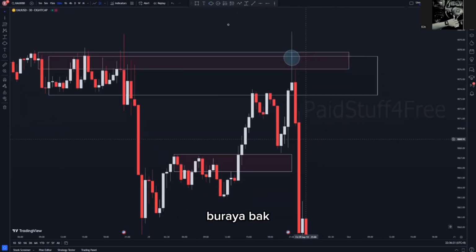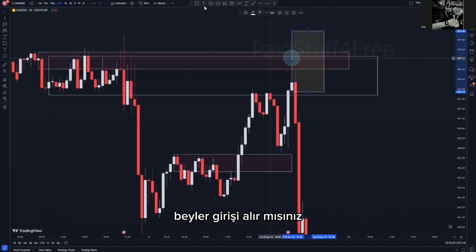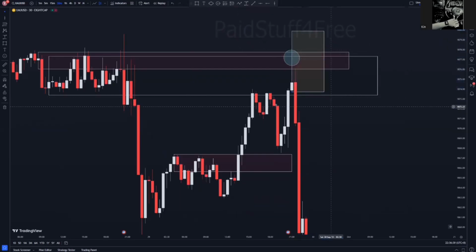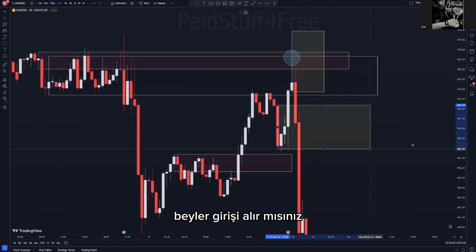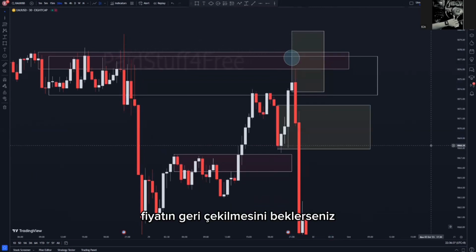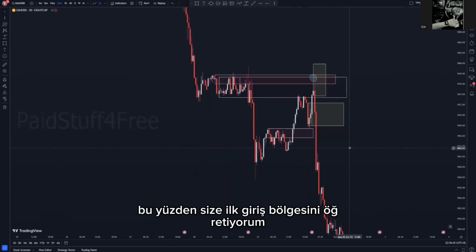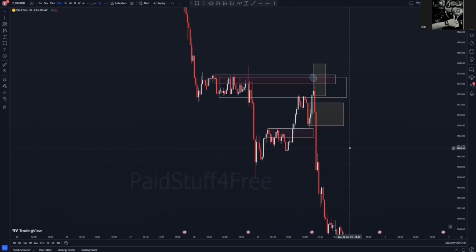So look over here. If you keep on waiting for the trade control, will you get the entry? If you wait for the price to make a pullback? No, right? Exactly. So that is why I teach you guys about the first entry zone. And I made it simple.